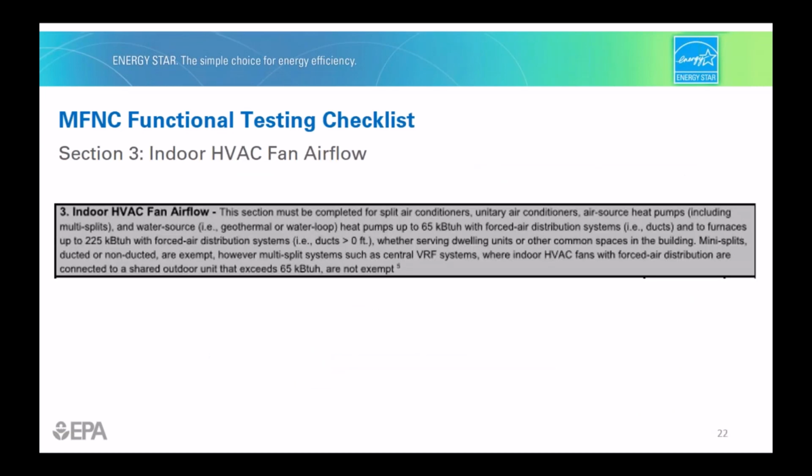Moving on to Section 3, we again read the fine print in the gray header bar to confirm which specific systems are required to have this section completed. Basically, like Section 2, we're still talking about the majority of ducted forced air systems associated with typical residential-sized equipment, even if they happen to be serving a common area. Like Section 2, the exemption for mini-splits still applies. Whether they have ducts or not, this section does not apply to them. But unlike that section, there isn't an exemption for multi-splits.